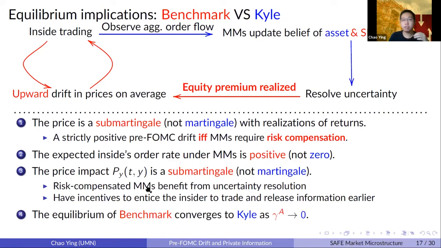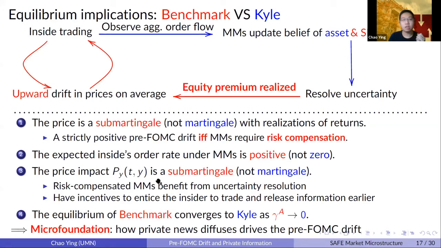I also prove that the equilibrium of the benchmark will converge to the standard Kyle model as the market makers converge to be risk neutral. This result establishes the link between my paper and the Kyle model. Given all these equilibrium implications, my paper provides a micro foundation of how the diffusion of private information drives the positive pre-announcement drift.